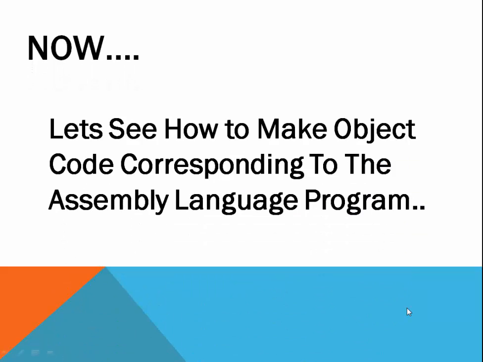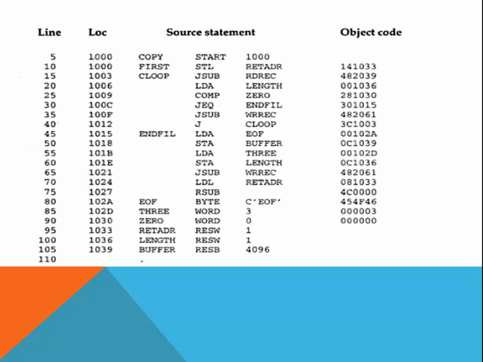Now, let's see how to make object code corresponding to the assembly language program. As you can see, there is a new column named LOC, which gives the machine addresses for each part of the assembled program. We have assumed that the program starts at address 1000. The translation of source program to object code requires us to accomplish the following functions: convert the mnemonic operation codes to their machine language equivalents.